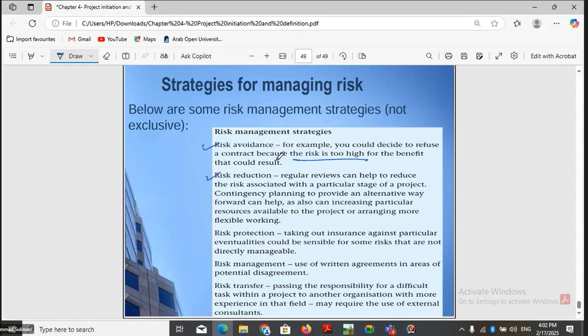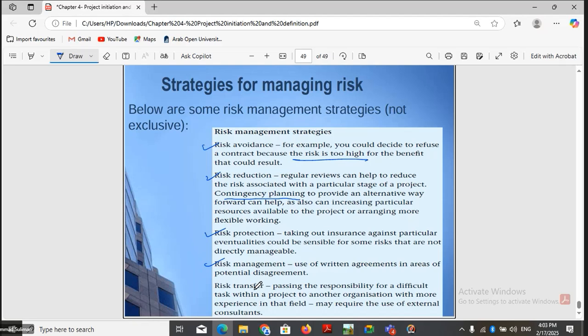We can go for risk reduction also, where we do some contingency planning, alternative ways of doing the activities so that we reduce the risk. Right? That is called risk reduction. We can do risk protection. We take some insurance to manage the risk. Okay. If something happens, we can cover up with the insurance. Okay. That is risk protection.